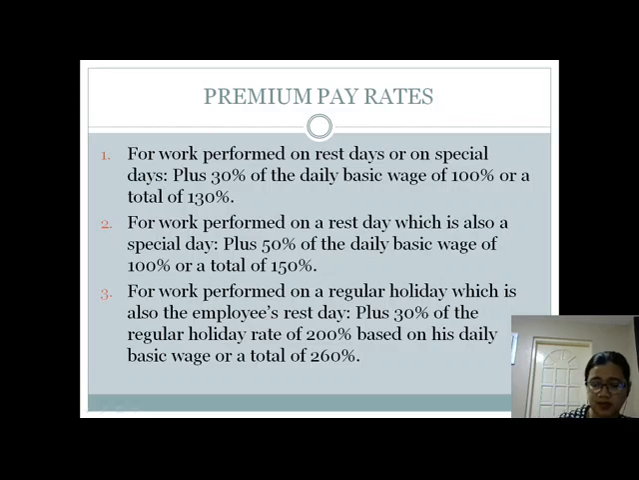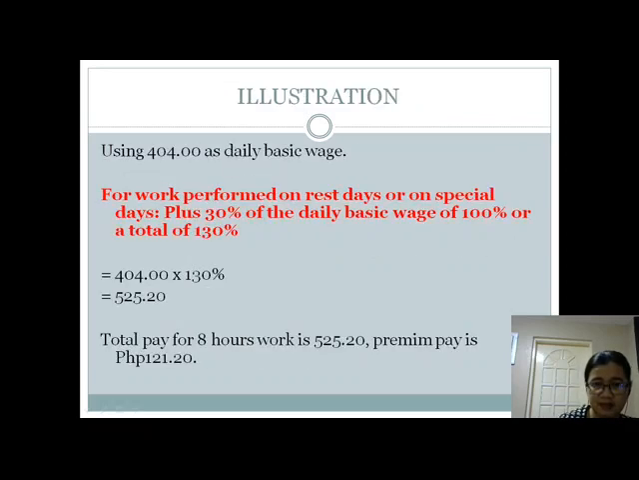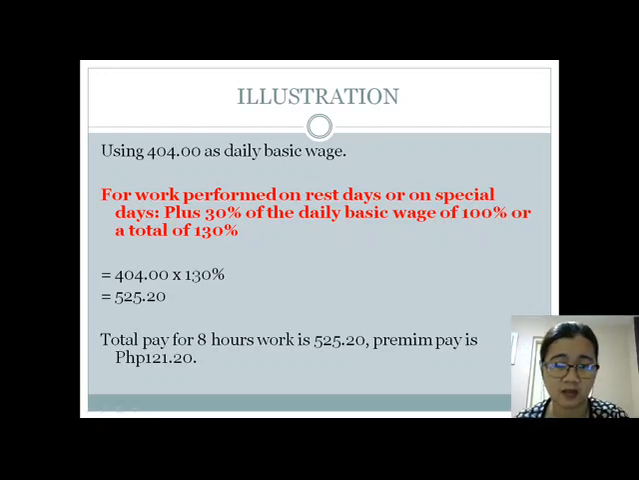So as an illustration, let us have some examples. Again, let's use the basic daily minimum wage for now, which is 404. Then we apply the first scenario, which is for work performed on rest days or on special days, plus 30% of the daily basic wage of 100%, or a total of 130%. So all you need to do is, if you work for 8 hours on that particular day, which is your rest day, or probably a special day, or special holiday, for example.